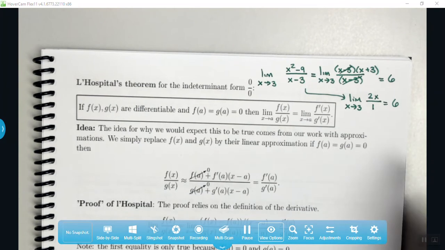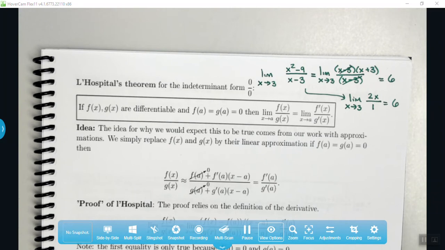So L'Hopital's is a little bit easier, especially when you start working with trig functions in your indeterminate forms, because trig functions you can't factor and cancel. You have to use L'Hopital's. Okay? If your derivative over your derivative is equal to 0 over 0, and that too is an indeterminate form, you can do it again. You can keep doing it.